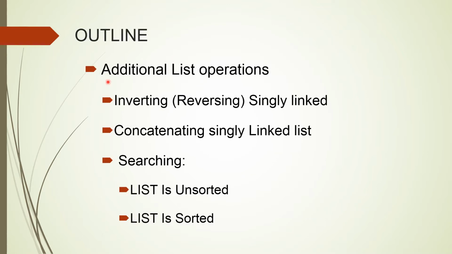In this session, we are going to discuss some of the additional operations that can be performed on a singly linked list. First one is inverting or reversing a singly linked list, then concatenating two singly linked lists, and under the searching operation we are going to see how to search an element from an unsorted linked list and how to search an element from a sorted linked list. That means what is the procedure to search a key element or a given element from the unsorted linked list, and the procedure to search an element from the sorted linked list.